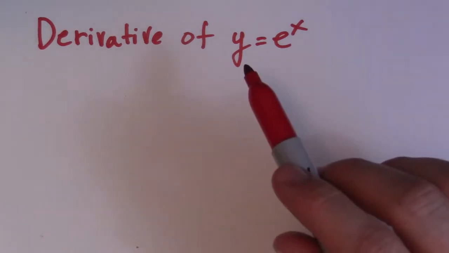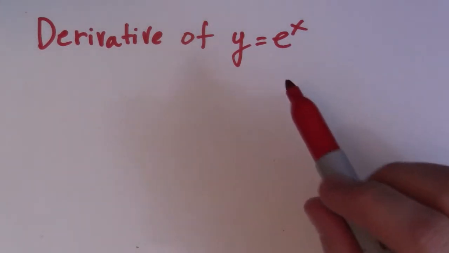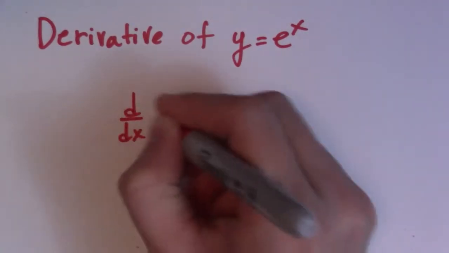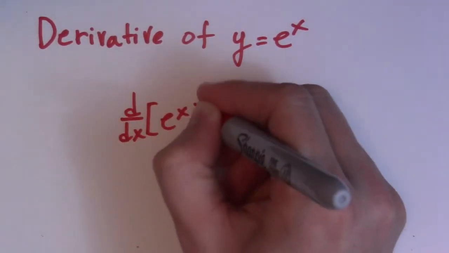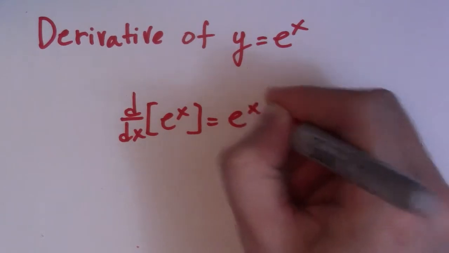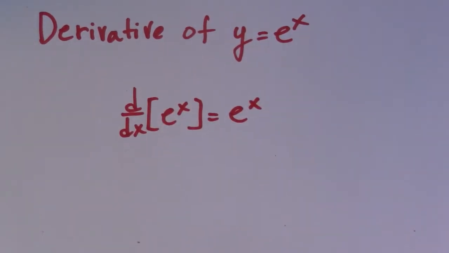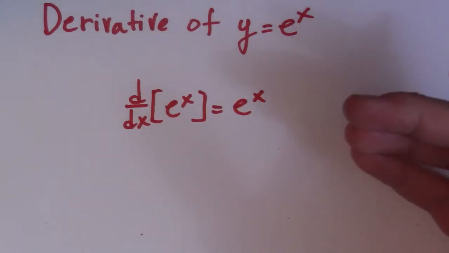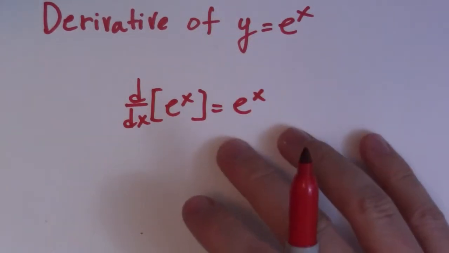But in all honesty, at the end of the day, you just really need to know how to use this. So the derivative of this is, well, drum roll, itself. It doesn't change. The derivative of e to the x is e to the x. It's really the easiest derivative ever. It is absolutely the easiest derivative ever.